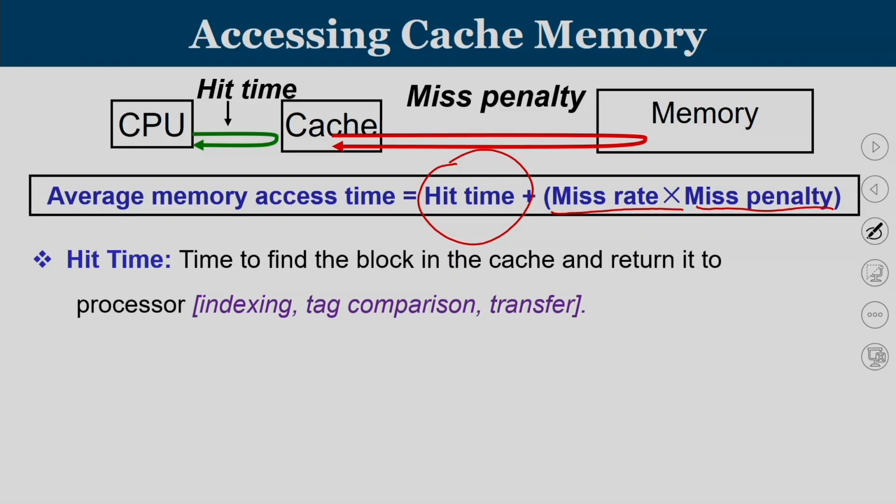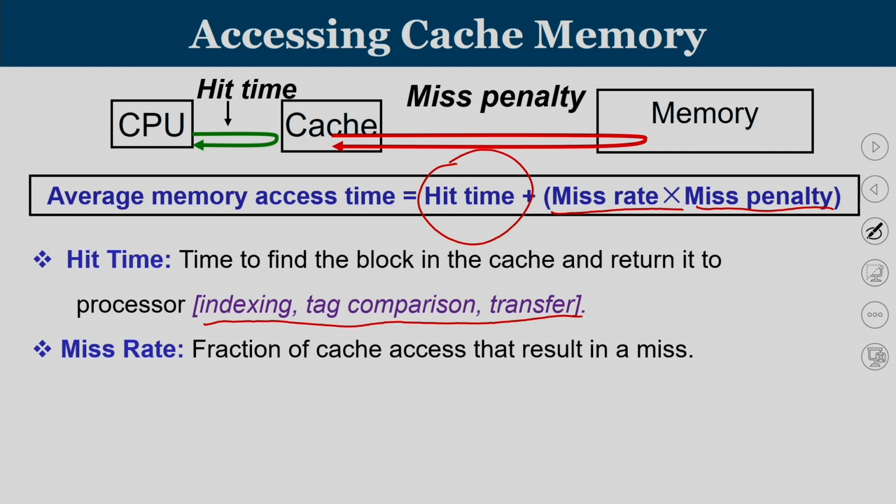What do you mean by hit time? Time to find the block in the cache and return it to the processor. It involves indexing time, tag comparison and transfer of data. Second one is known as miss rate. It is the fraction of time the cache access results in a miss: the number of cache accesses that resulted in a miss divided by the number of accesses to the cache.